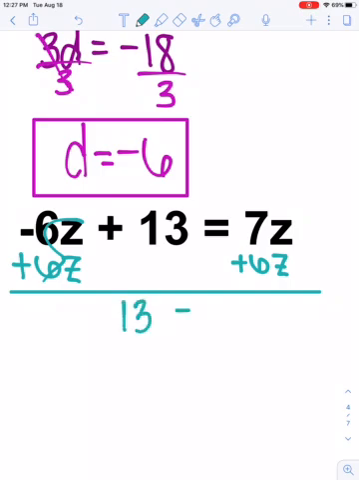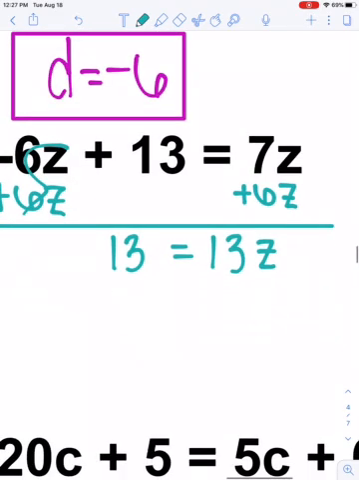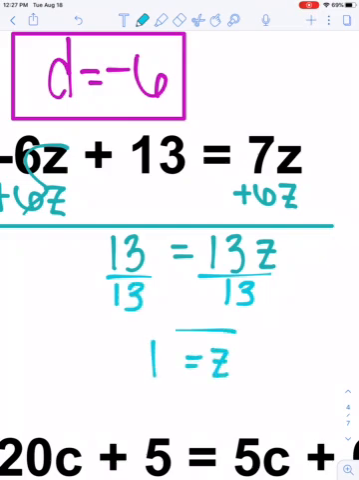On the left, leaves you with a positive 13 equals, and then 7Z plus 6Z is 13Z. And then it's being multiplied by 13, so you need to divide both sides by 13. So Z is just 1.